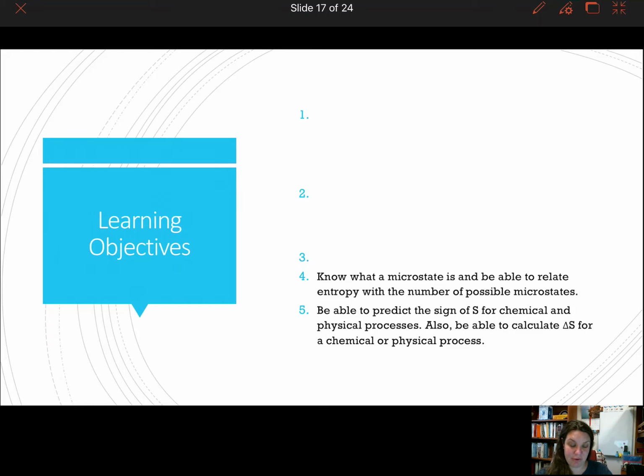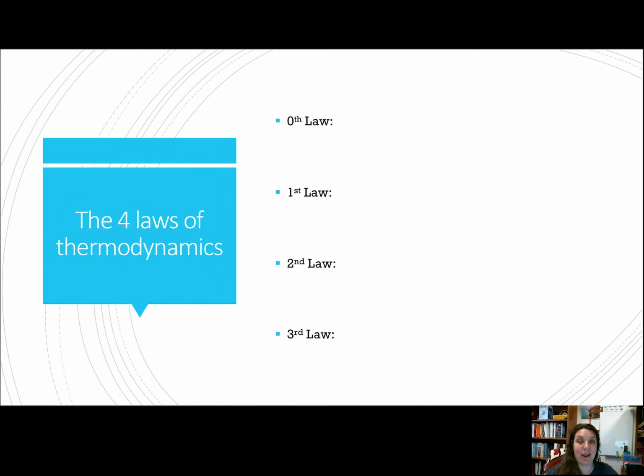In this video we're going to be looking at Chapter 19, the first lecture in Chapter 19, the very last learning objectives 4 and 5, looking at microstates and predicting the sign of S, as well as calculating delta S for chemical and physical processes. Okay, so let's first look at our 4 laws of thermodynamics.